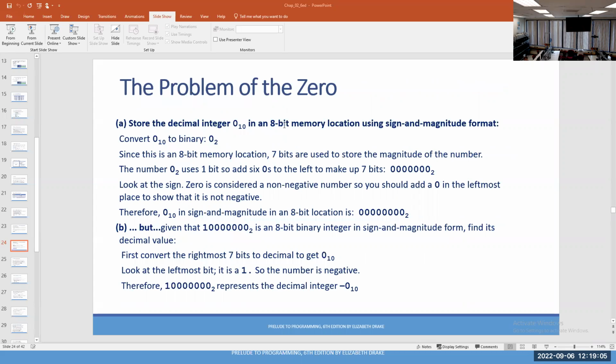Now, for the sign and magnitude, you have the problem of 0 here. Now, see what is the problem of 0? I think it was this one. If I want to store all of the 8 bit here as 0 in the 8 bit location, what do you think? What is the value of this one? 0 in decimal, right? 0 decimal.